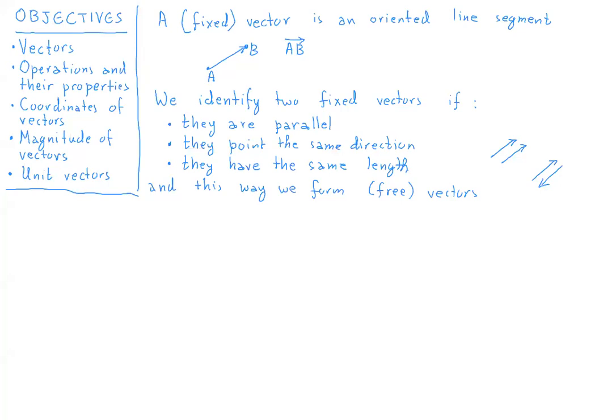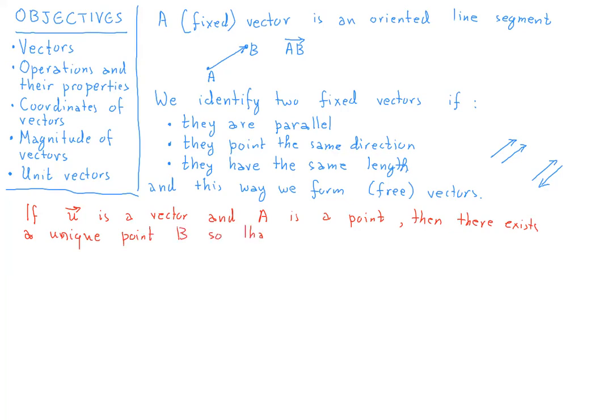And one of the main properties of this definition is that, if U is a vector, we're going to denote them with, for example, small letters with an arrow, or you can find them as bold-faced small letters without any arrow in the book. So if U is a vector and A is a point, then there exists a unique point B so that the vector U is AB, is the same as the vector AB.